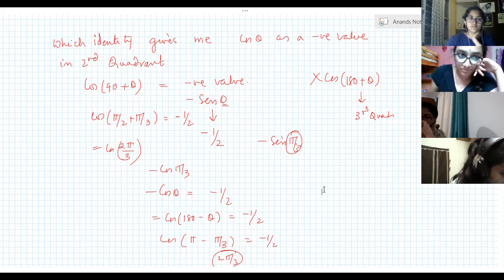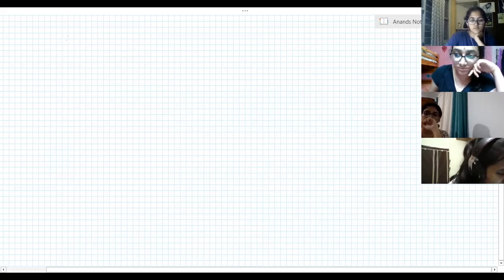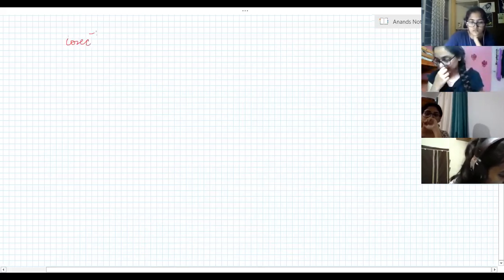Similarly, let's do one more. Cosecant inverse of minus 1. It's easy only. Do this properly and tell me.